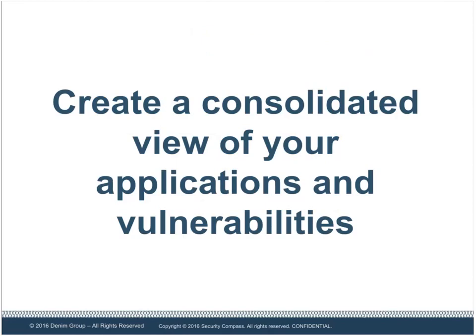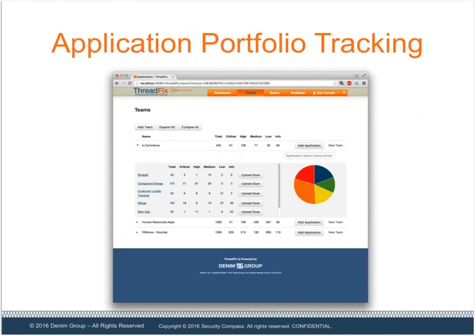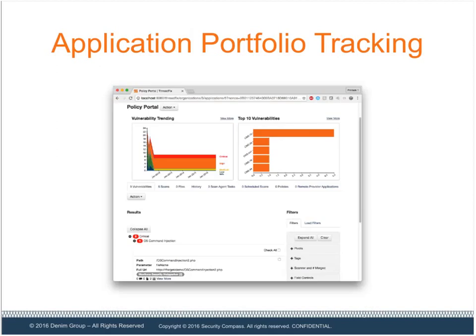So first, let's look at creating this consolidated view of your applications and the vulnerabilities. In ThreadFix, you can keep track of your application portfolio. So you can lay out, here are the different teams we have developing software, and here are the different applications each team is responsible for. That lets you have a centralized location of all these application assets that you can use for reporting.